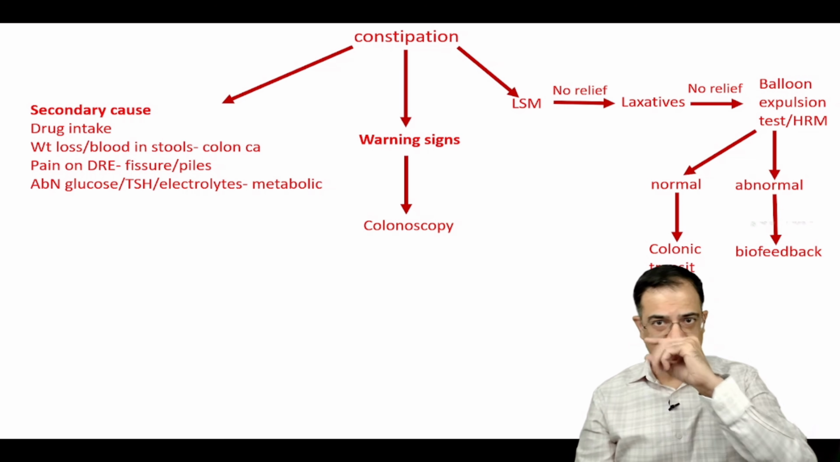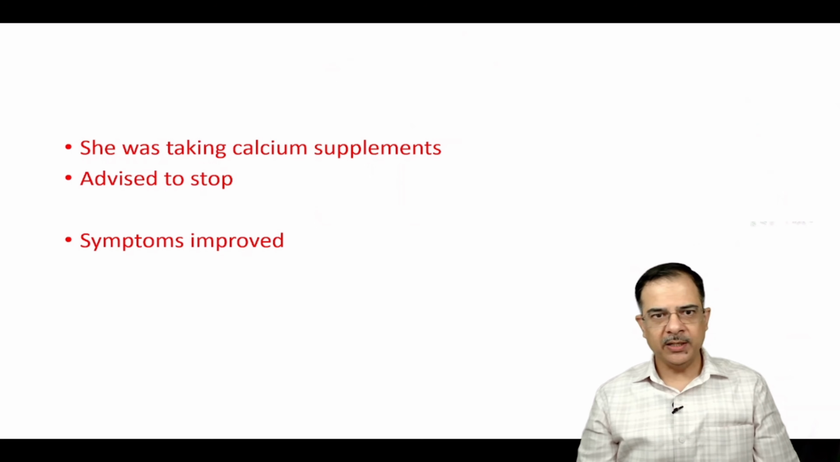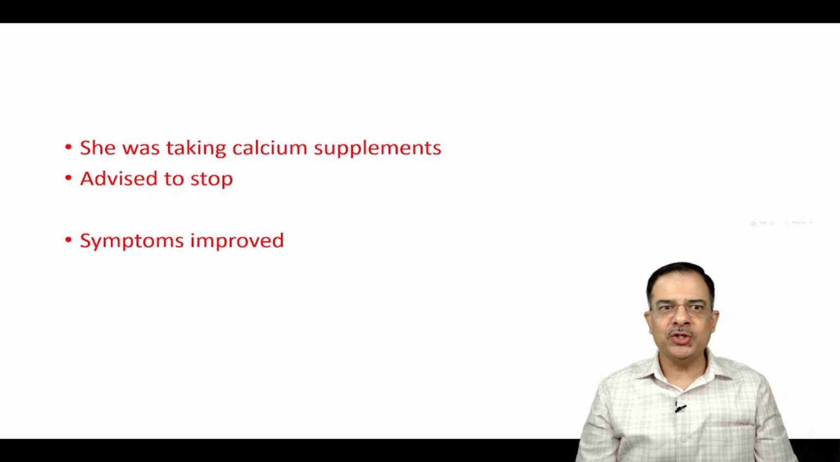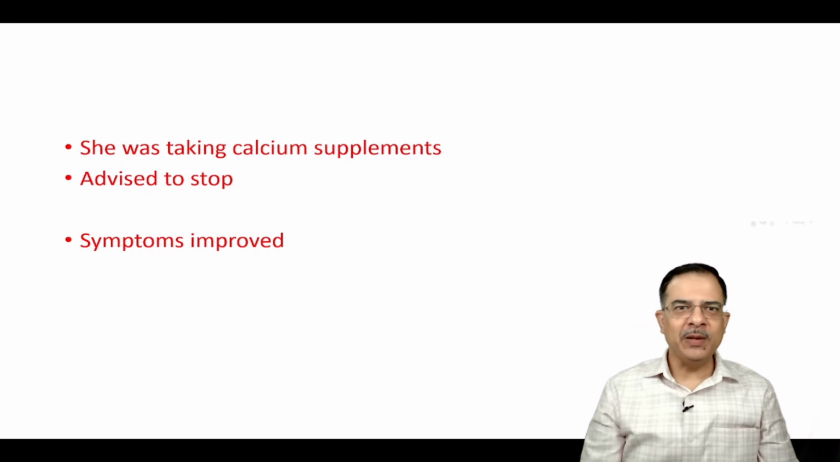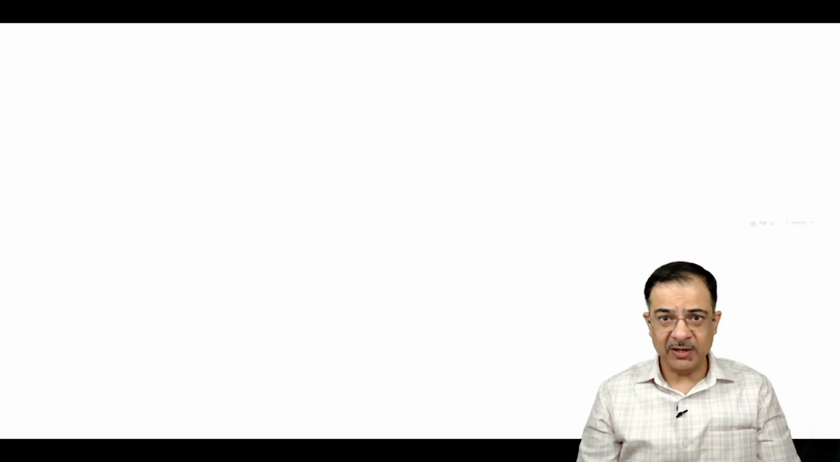So this is a detailed description of the management algorithm. The patient was taking a calcium supplement, calcium carbonate. So we advised the patient to stop the calcium carbonate. The patient improved. So the most important thing is that you should know what exactly is causing the constipation rather than prescribing fibers or laxatives on the first visit. So this was about how to manage a case of constipation.